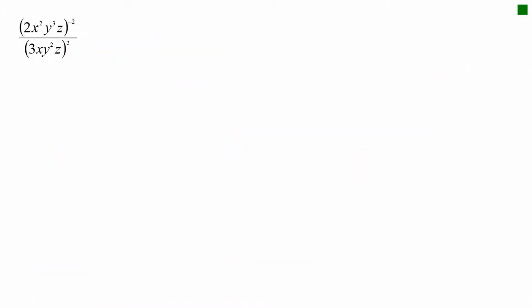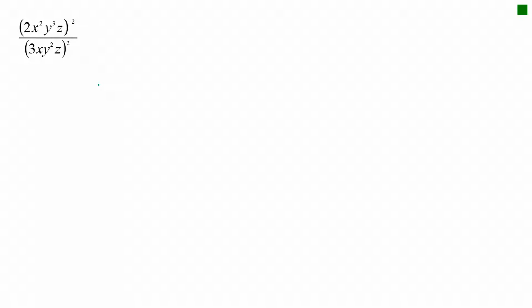Last example is a little bit different. We said we do the parentheses first, but the problem with this one is I have 2 separate sets of parentheses. The top one's being taken to the -2, the bottom one's being taken to the 2nd. So I'm going to deal with this top first. Inside, is there anything I can do with 2x to the 2nd, y to the 3rd, z? No. I have 1 letter of x, 1 y, 1 z, 1 number.